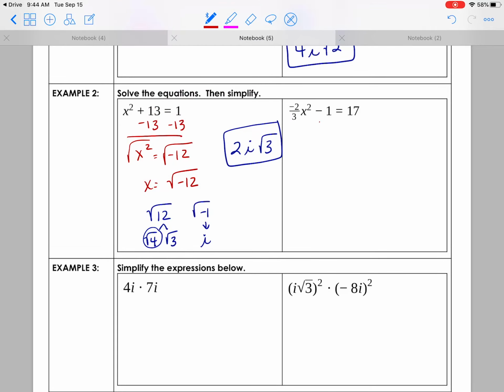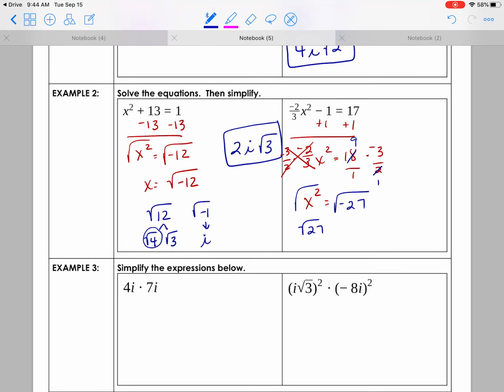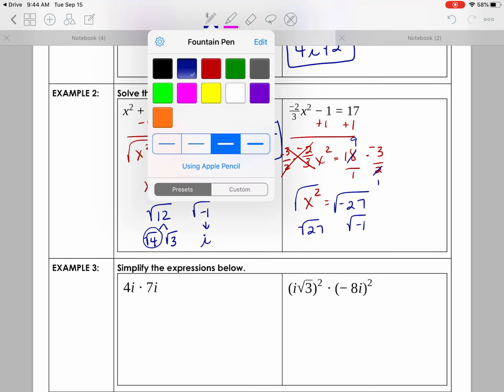Okay, solving the next one, I'm going to add the 1 over. I get -2/3 x squared equals 18. I'm going to multiply by -3 over 2, the reciprocal, because then that goes away. And I'm going to do some little magic here. 2 goes into 18 nine times. So that is -27. Take the square root of both sides. So now I'm going to have the square root of 27 and the square root of -1.